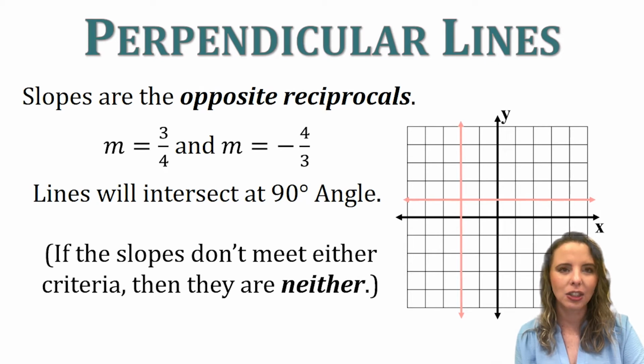If the slopes do not meet either of these criteria, meaning their slopes are not opposite reciprocals or their slopes are not the exact same, then the lines are neither. I'm going to say that again. They're neither if the slopes are not the exact same or if they are not opposite reciprocals.